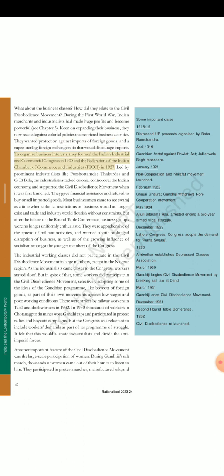To organize business interests, they formed the Indian Industrial and Commercial Congress in 1920 and the Federation of the Indian Chamber of Commerce and Industries (FICCI) in 1927.